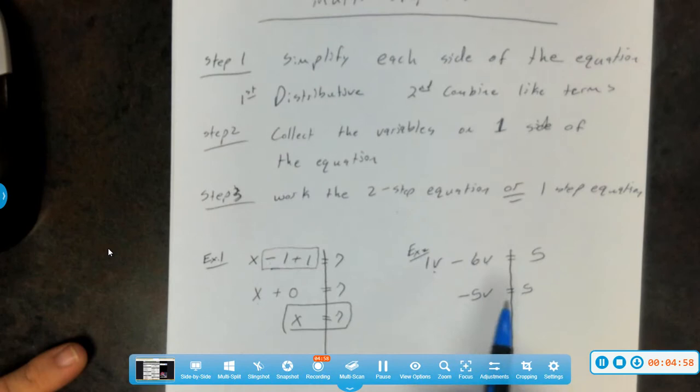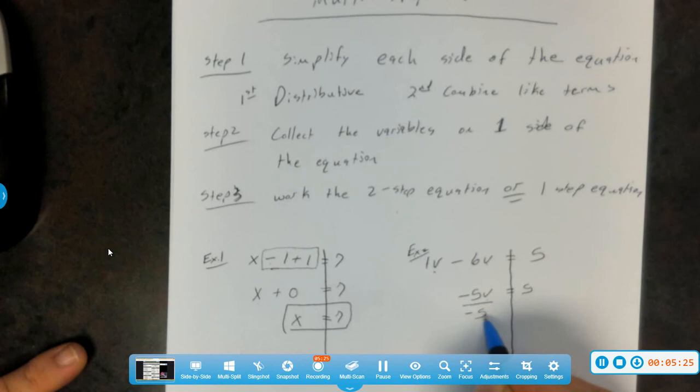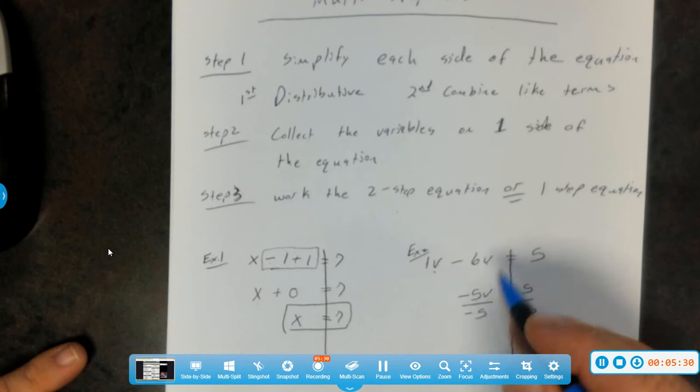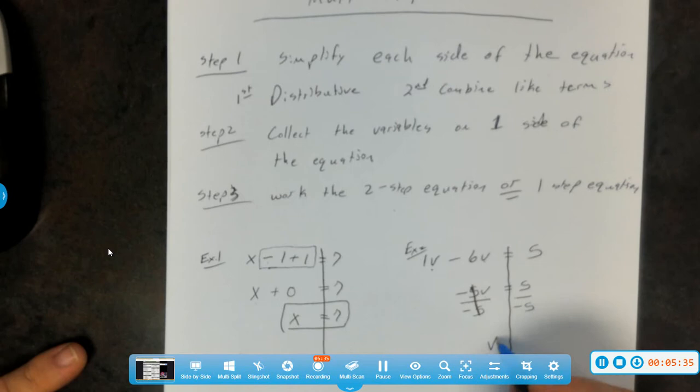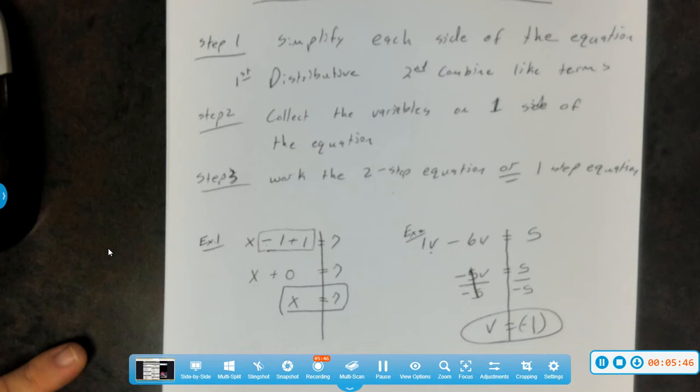Now we need to collect the variables on one side of the equation, which conveniently for us on this problem, it's already done. So now the last step is to just solve the single step or the two step equation. In this case, it's a single step. Negative 5 is multiplying v, so in order to undo that, we have to divide by negative 5. What we do on the left, we do on the right. Negative 5 divided by negative 5 is a 1, so we can cross those out, leaving us with 1 times v, which is v. 5 divided by 5 is 1. Positive divided by a negative is a negative 1.